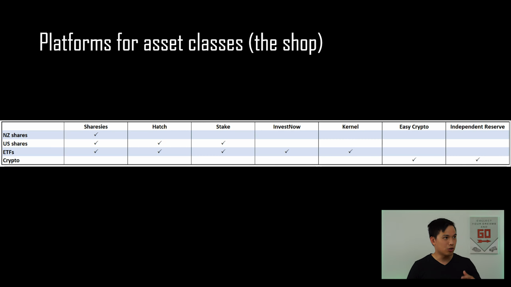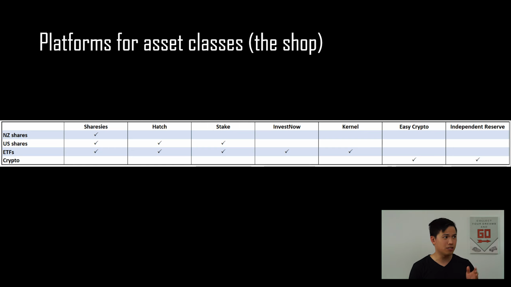So lastly, let's talk about the shop where you can buy these asset classes from, the best platforms for you to get exposure to New Zealand stock, US, ETF, and crypto. So for New Zealand shares, the best provider is Sharesies at the moment. There are other providers out there such as ASB and Direct Broking. However, they are a little bit more expensive than Sharesies. For US stocks, however, Sharesies, Hatch, and Stake are your go-to. I've done a review on them. You can check out the video above.